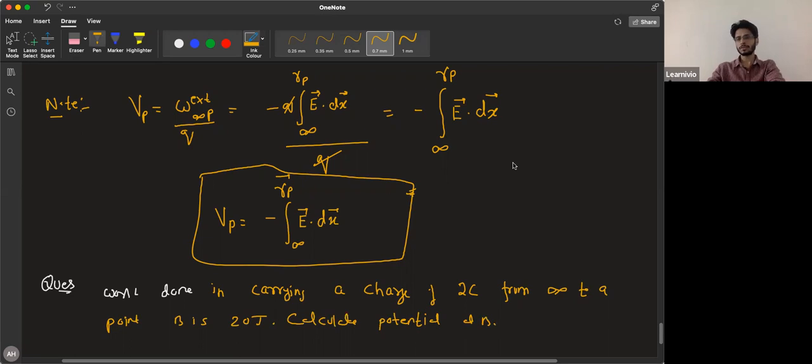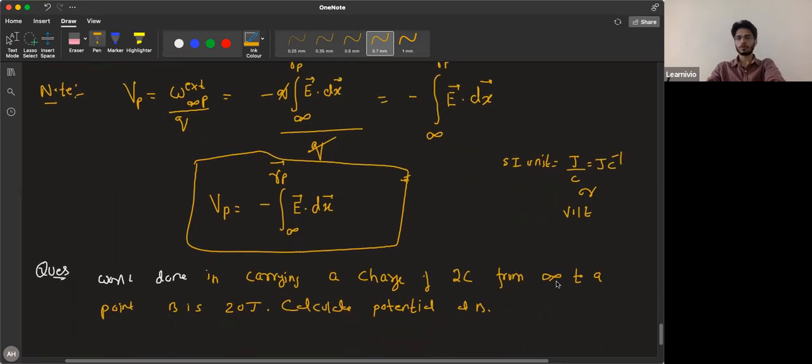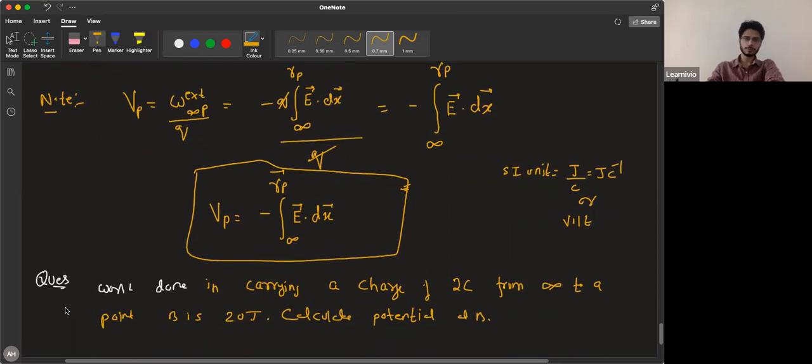Okay, before starting this question, let's write the SI unit of potential. The SI unit of potential is joule per coulomb, or you can write this as volt. It's joule per coulomb or volt. That's the SI unit of potential. Now, note it down. Write down this question, and write your answer in the chat room.